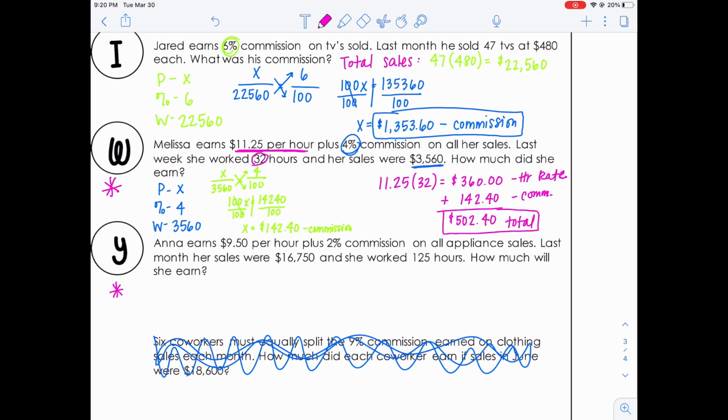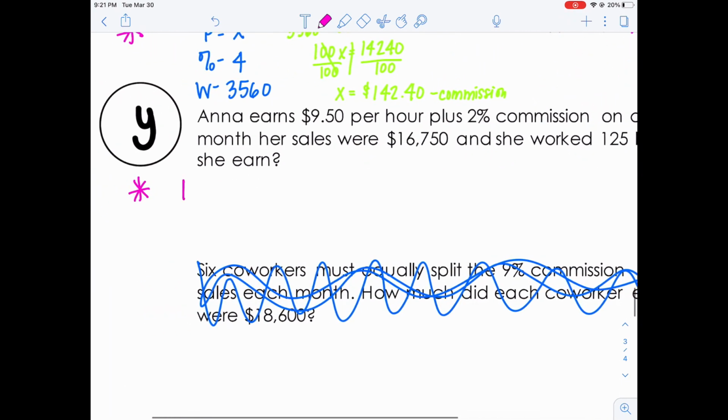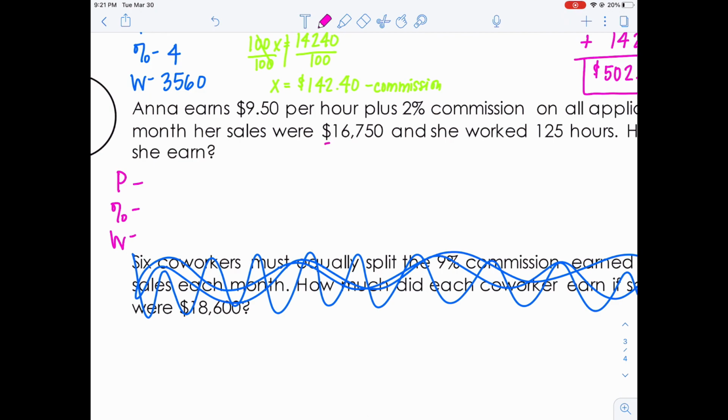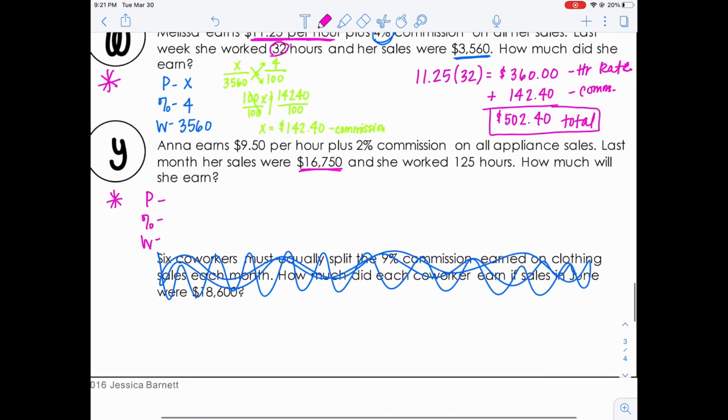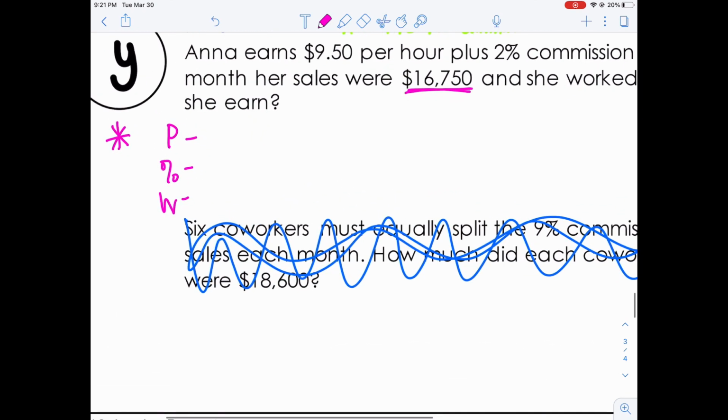All right, now that you've done it yourself, let's go ahead and go over it. Anna earns $9.50 per hour plus a 2% commission. Part percent whole down the side. First thing, we need her total sales. They gave it to you. It says last month her sales were $16,750. So since that is her total sales, we're going to put that in for the whole amount. So 16,750 is the whole.